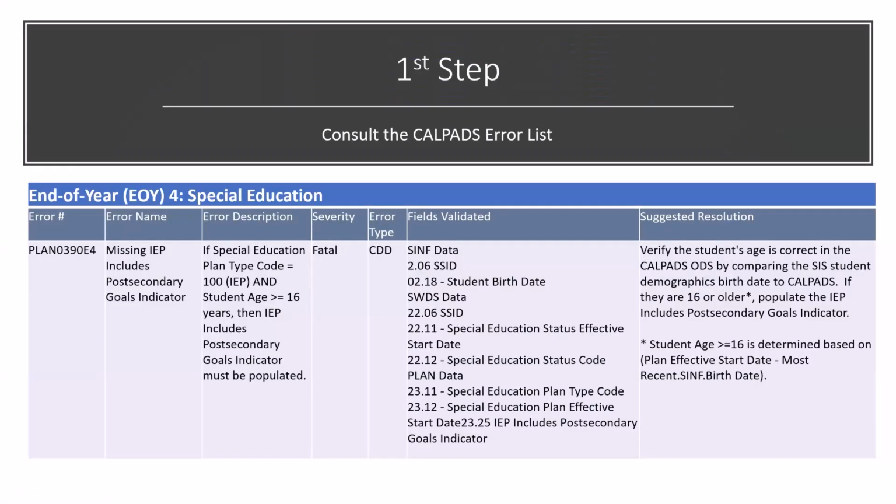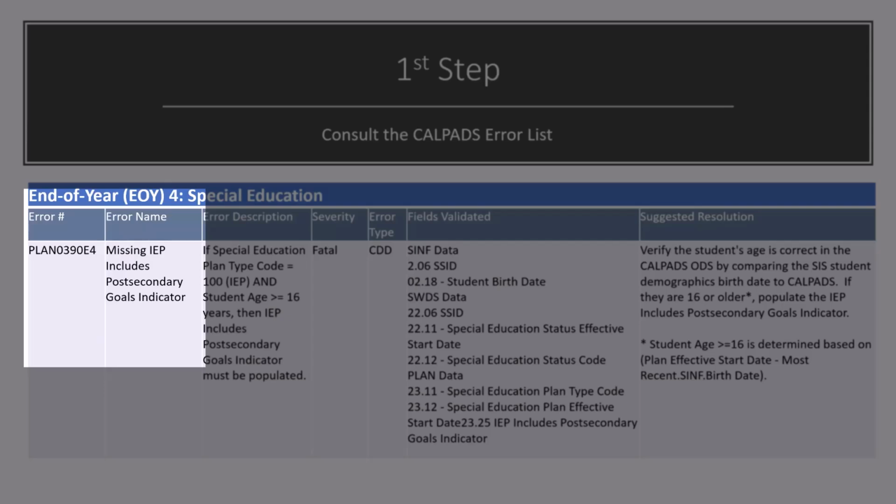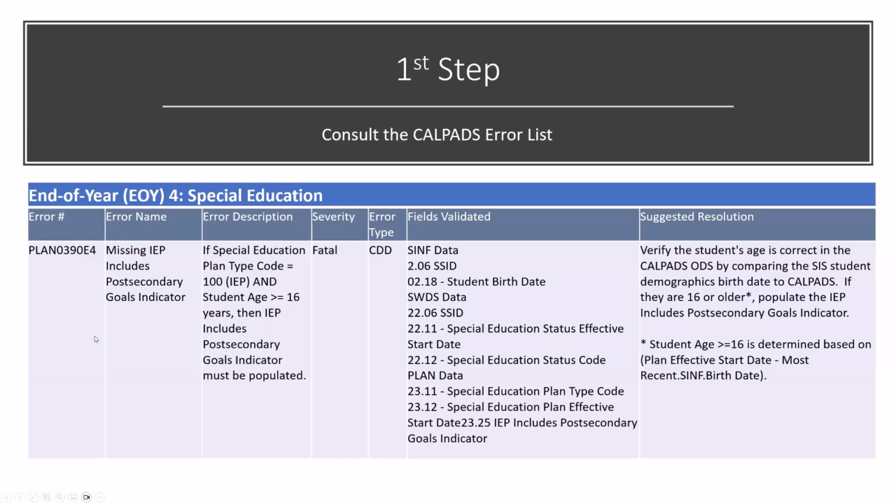The first step when troubleshooting any error in CALPADS is always to consult the CALPADS error list. On the left, you can see we have error number and error name. These two columns are used strictly for reference. So CALPADS provides you with the error number Plan 0390E4, and next to the error number it shows you the error name: Missing IEP includes post-secondary goals indicator.